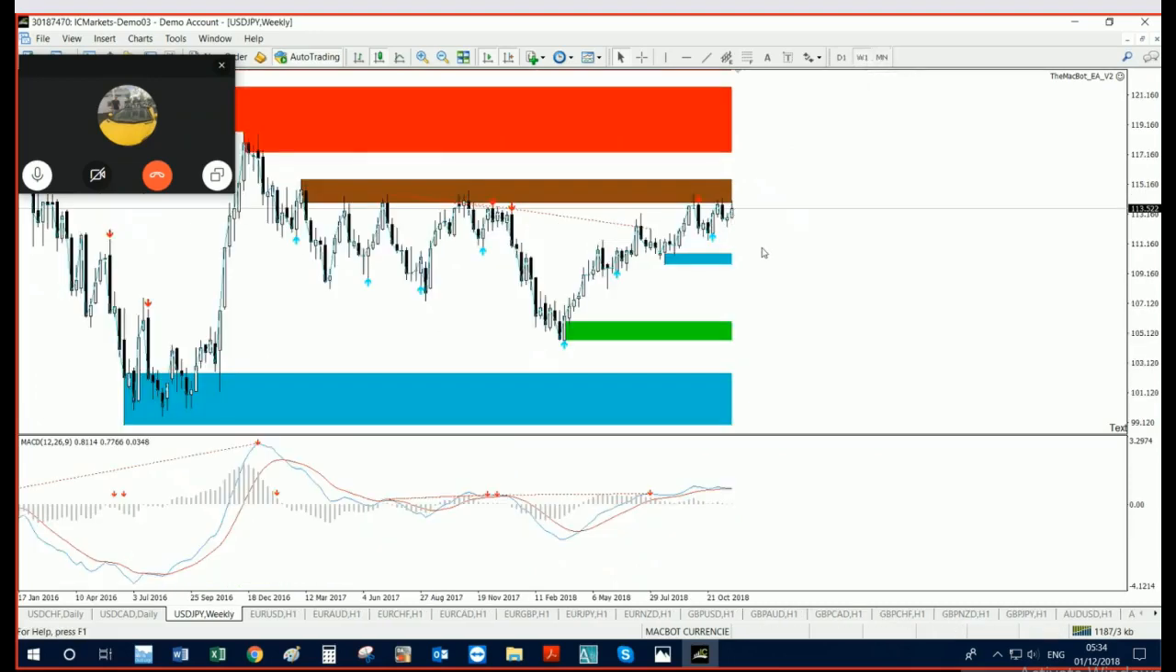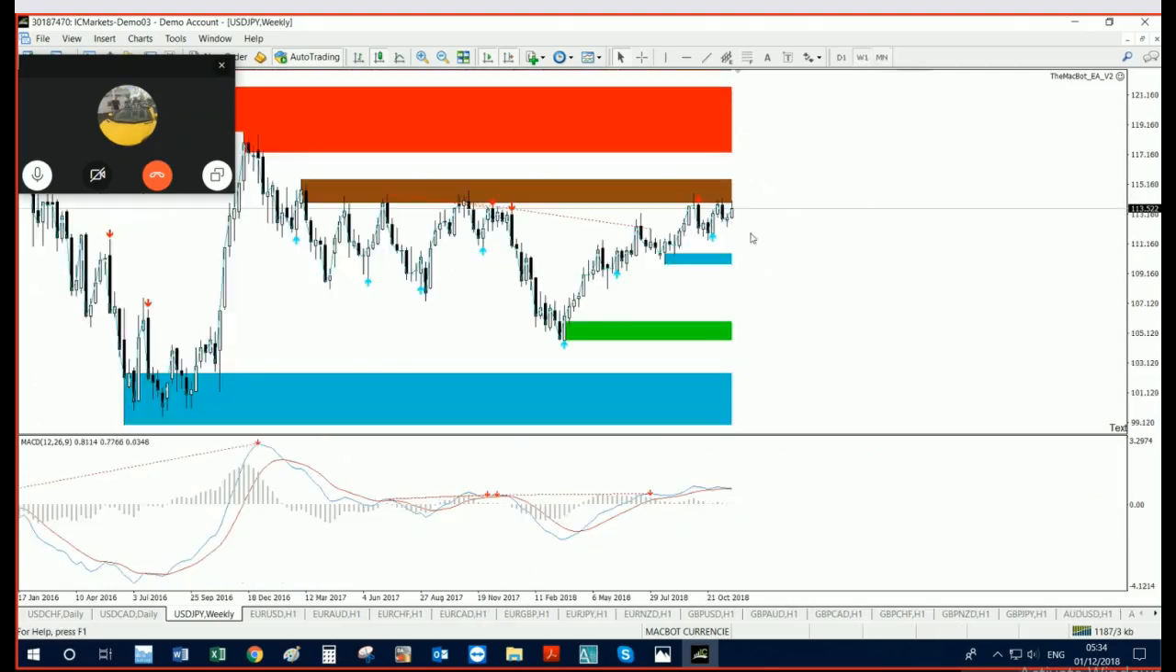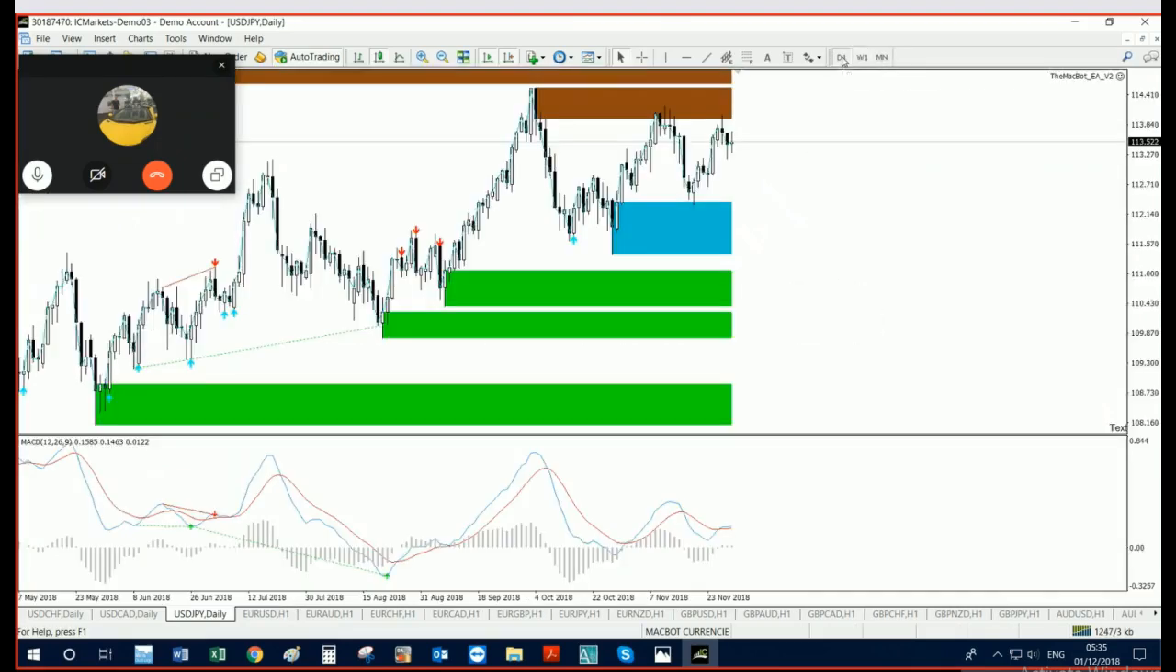So the first question is, the price is touching on the weekly zone there. Did you do the monthly first? Yeah, I've done the monthly, nearly there. Okay, so we're at a weekly, at a monthly. Okay, so we're good to go. So I'll be shorting the market over here.